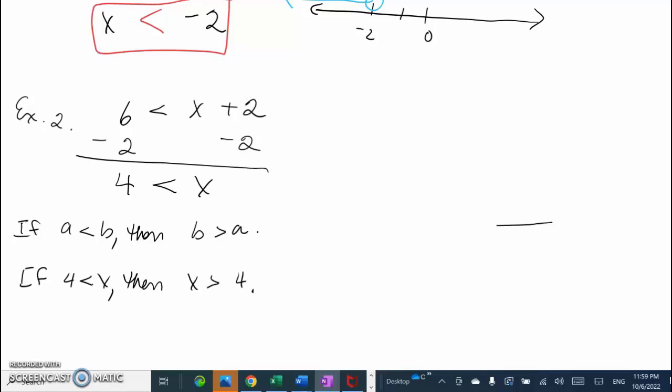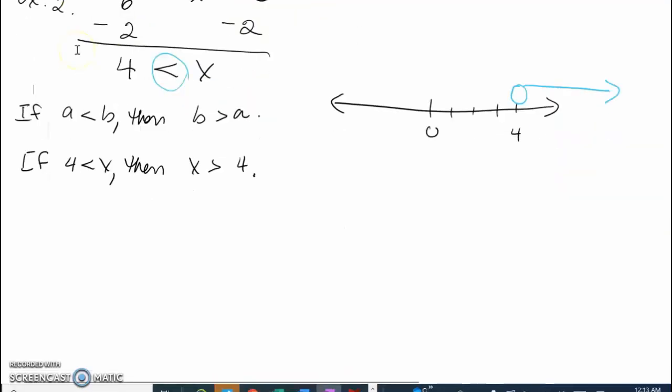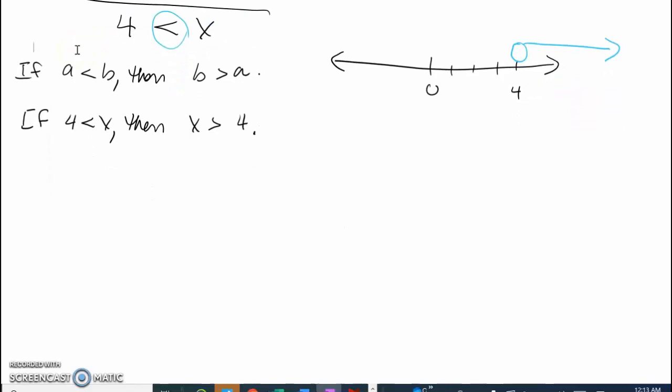So if you want to graph this, this is 0, this is 1, 2, 3, 4. You put your 4 there, but the answer has to go, when you're graphing, first of all, it's strictly greater than, which means open circle. You're not including the 4, and you're going to the right. So it's not the sign that you look at, it's what it means. So 4 is less than x means the same as x is greater than 4, and this is the correct solution.